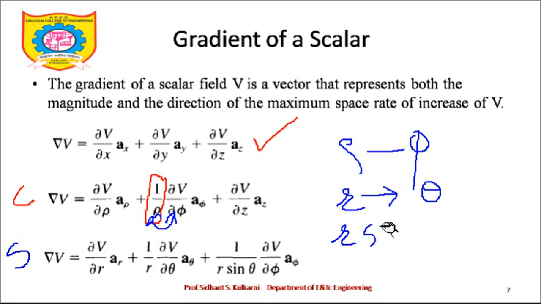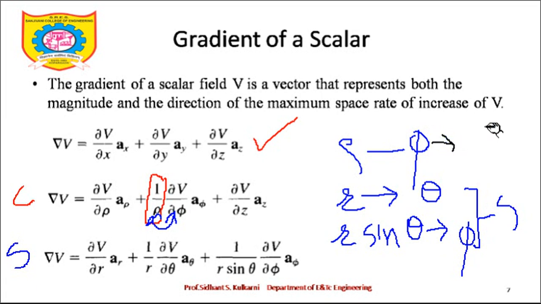R sin theta coming with a phi. These two things are applicable for spherical, and this first thing is applicable in case of the cylindrical coordinate system. Okay, that's it. If you just remember this, you can remember these three formulas. As there are three coordinate systems, we need to remember only three formulas: grad v for Cartesian, grad v for cylindrical, and grad v for spherical coordinate system.